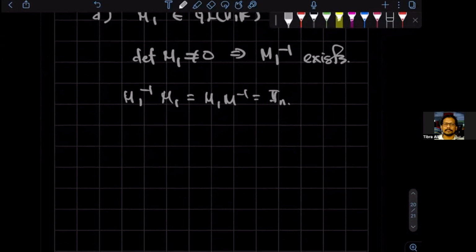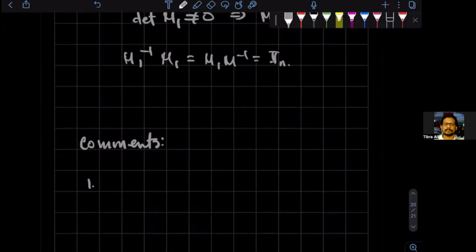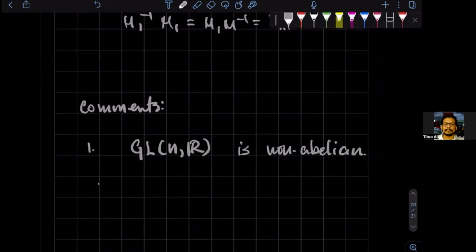Okay, so let's make some comments. Number one is GLNR is non-abelian, right? Because matrix multiplication is non-abelian.